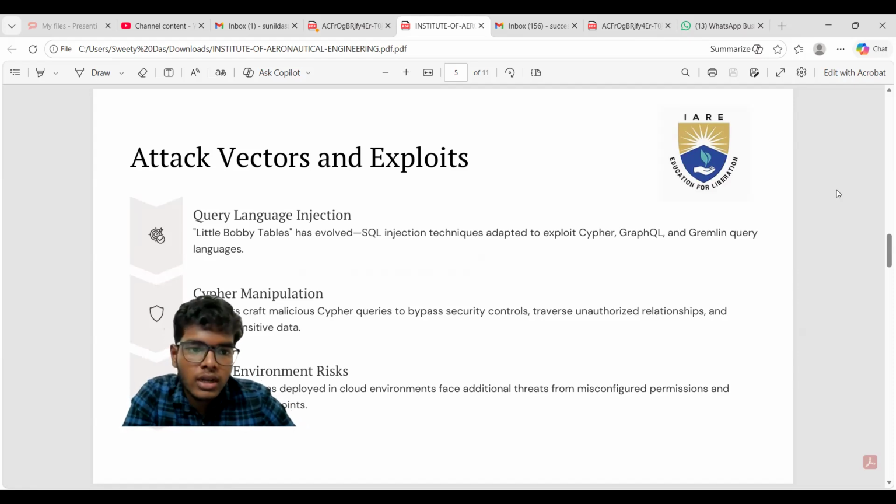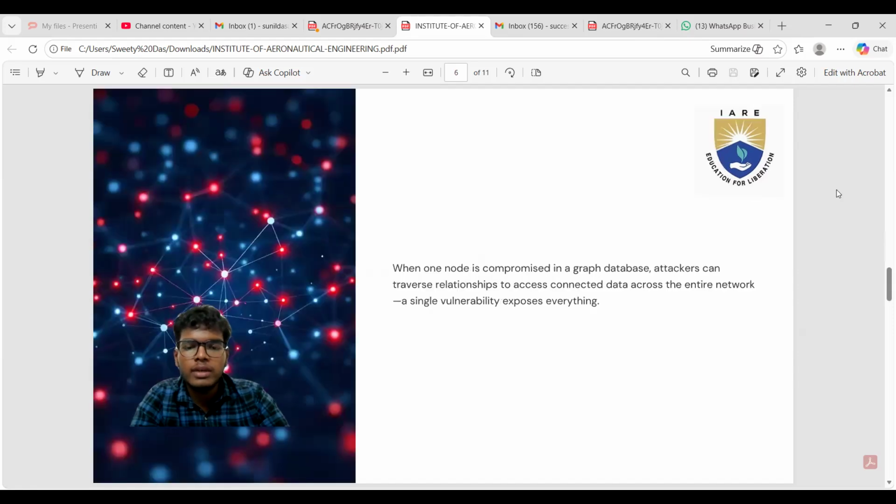Attack vectors: query language injection. Little Bobby Tables has evolved: SQL injection techniques adapted to exploit Cypher, GraphQL, and Gremlin query languages. Cypher manipulation: attackers craft malicious Cypher queries to bypass security controls, traverse unauthorized relationships, and extract sensitive data. Cloud environment risk: graph databases are deployed in cloud environments with additional threats from misconfigured permissions and exposed API endpoints.